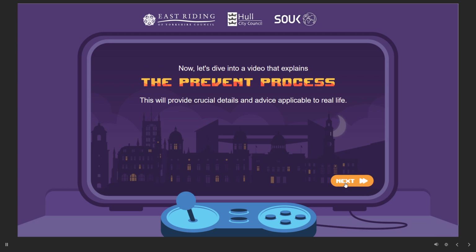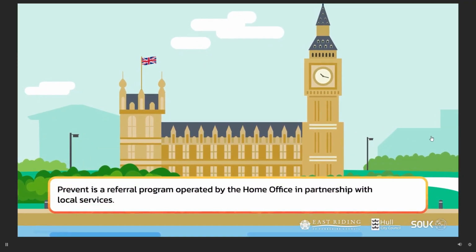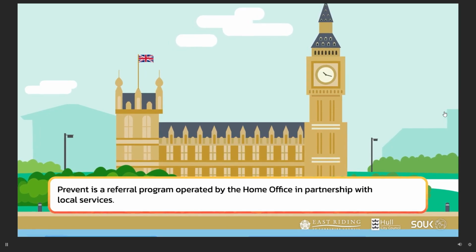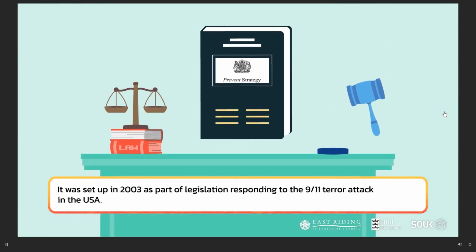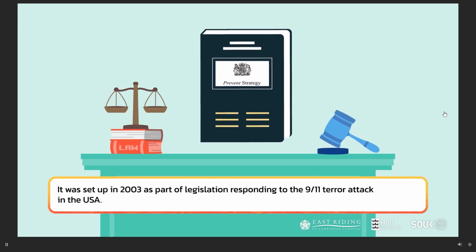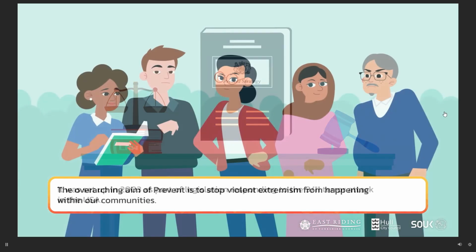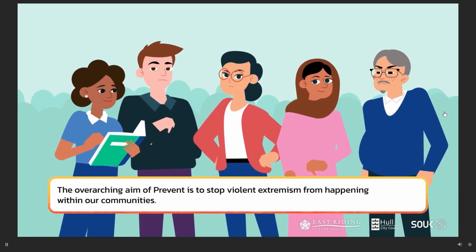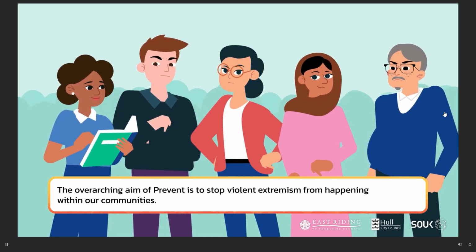Oh, I guess we're entering the process. Where's Amelia? Show me Amelia. What is Prevent? Prevent is a referral program. Show me the body. Run by the Home Office and local services. What have you done with her? It was set up in 2003 as part of legislation responding to the 9/11 terror attack in the USA. The overarching aim of Prevent is to stop violent extremism from happening within our communities.